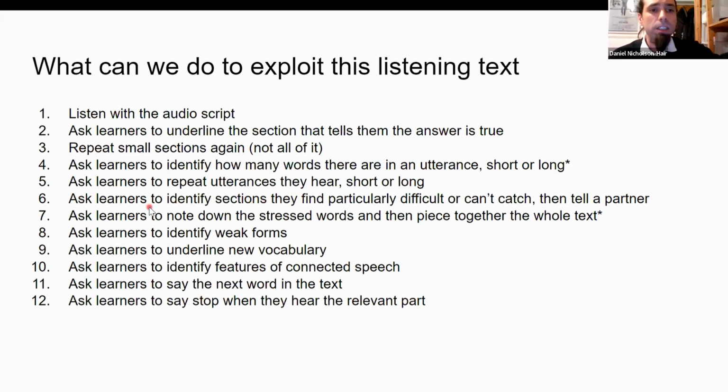Number 6: ask learners to identify sections they find particularly difficult or can't catch, and then they tell a partner. That can be done with the audio script or without. Number 7: ask learners to note down the stressed words and then piece together the whole text.